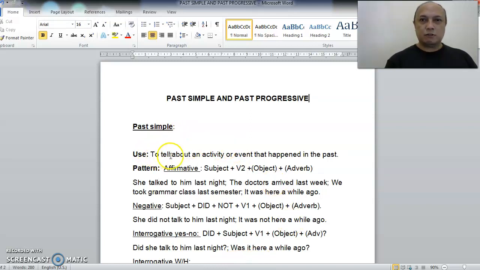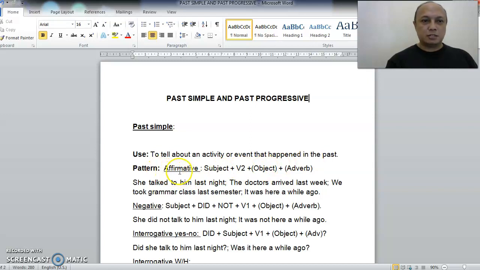You know that the use of the past simple is to tell about an activity or an event that happened in the past. That's obvious, I think, right? We have known this since you were in senior high school. It is about something that happened in the past.